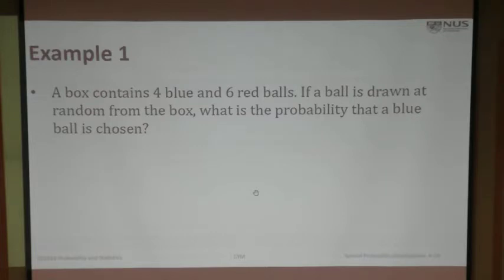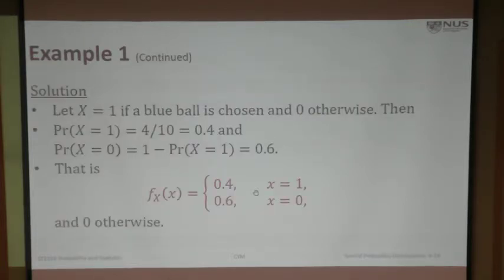Okay, a box contains 4 blue and 6 red balls. If a ball is drawn at random from the box, what is the probability that a blue ball is chosen? Well, this one doesn't need anything interesting, but we can encode this as a Bernoulli random variable. We take the case x equal to 1 as success, i.e. we get a blue ball, and 0 otherwise.